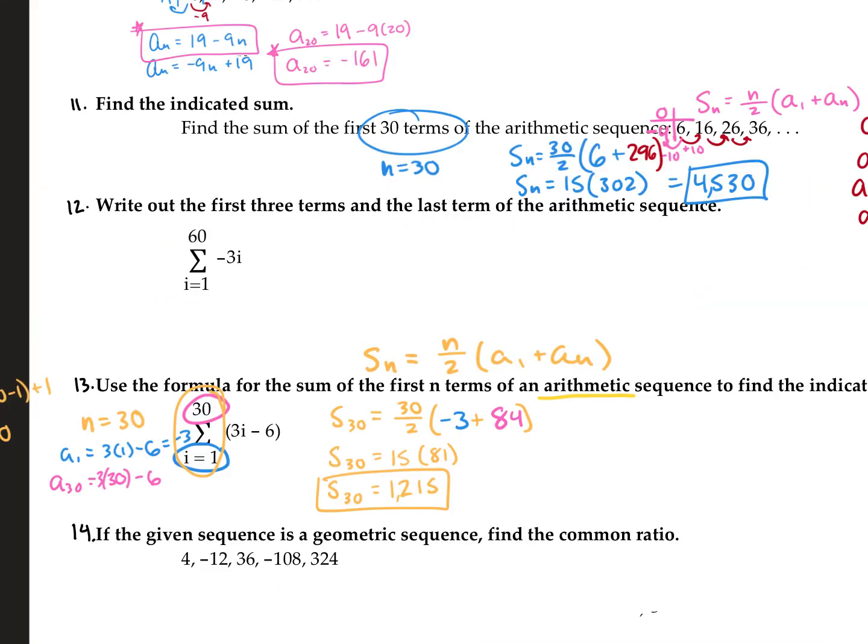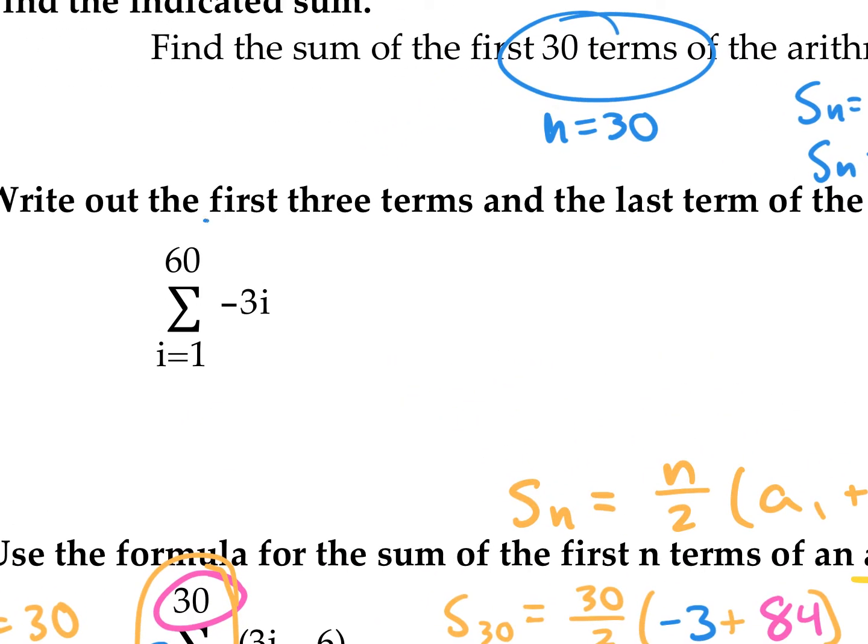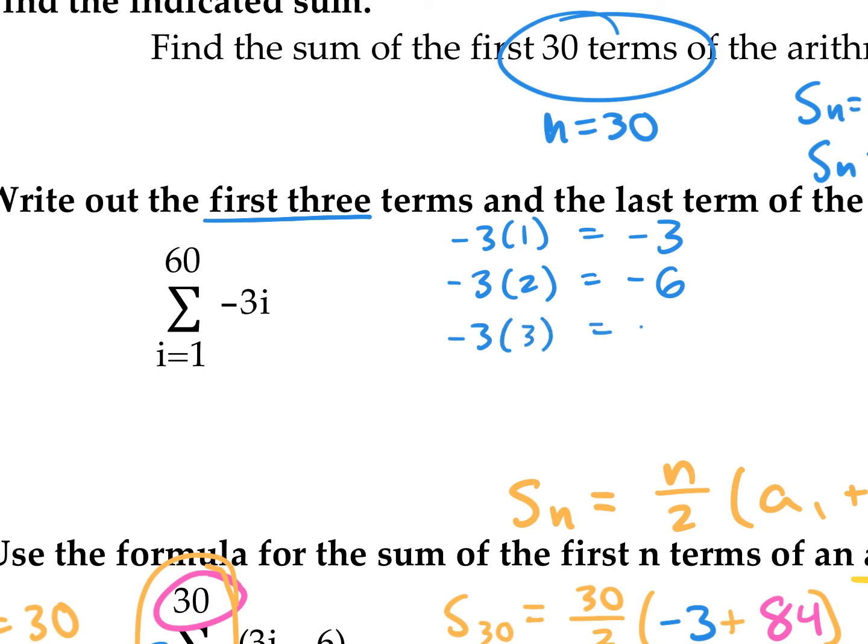So number 12, we have to write out the first three terms and the last term of the arithmetic sequence. So starting with the first three, what do I plug in first to find my first term? Plug in 1. So this would be negative 3 times 1, which is negative 3. What do I plug in next? 2 to find my second term. So this would be negative 6. To find my third term, I plug in 3. So negative 9. So that's my first 3.